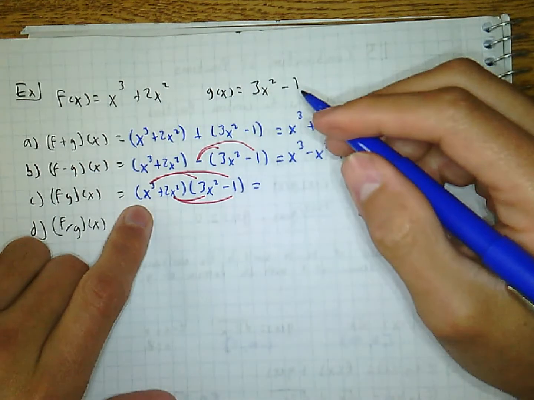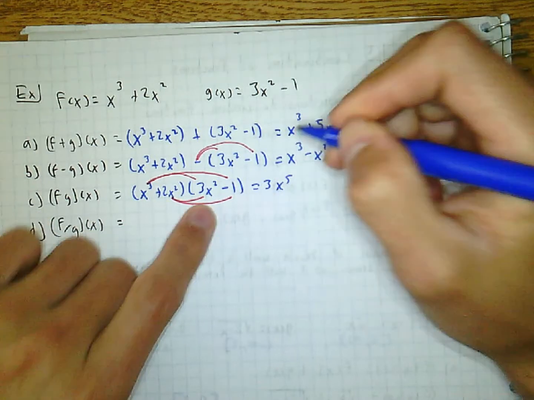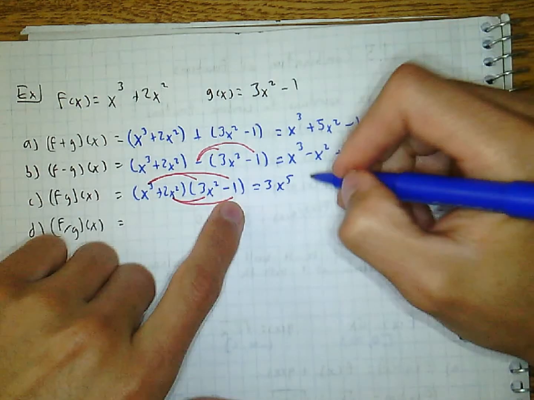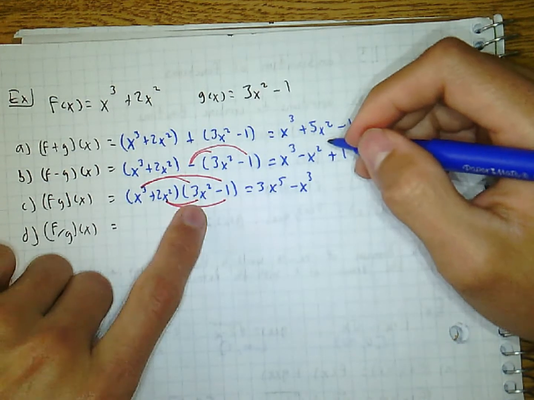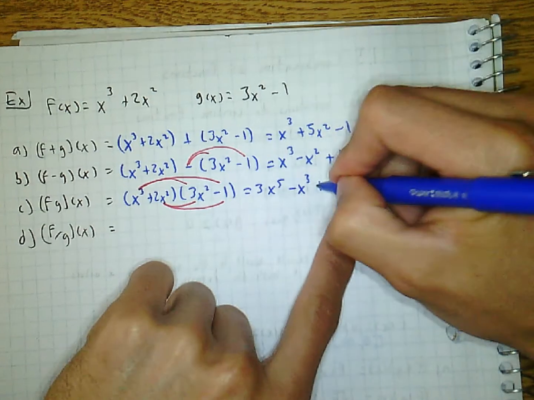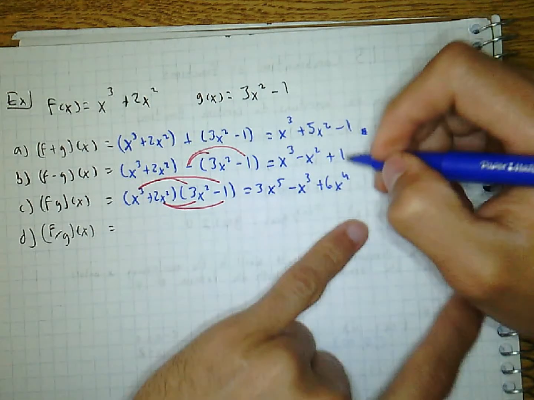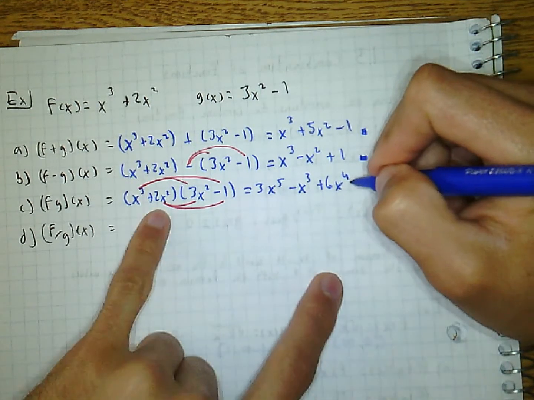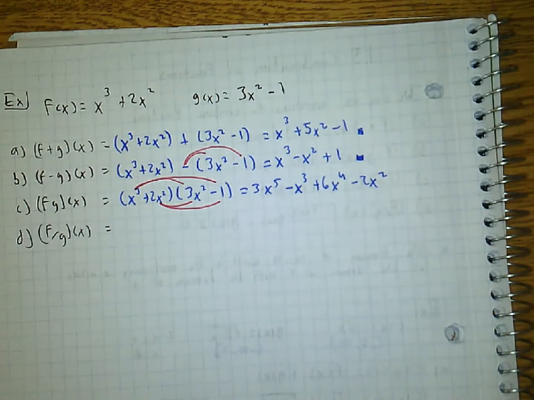So we have an x cubed times a 3x squared. That's going to give us a 3x to the fifth power. An x cubed times a negative 1 will give us a negative x cubed. A 2x squared times a 3x squared will give us a positive 6x to the fourth power. And a 2x squared times a negative 1 will give us a negative 2x squared. I'm going to go ahead and say that there's nothing to combine.